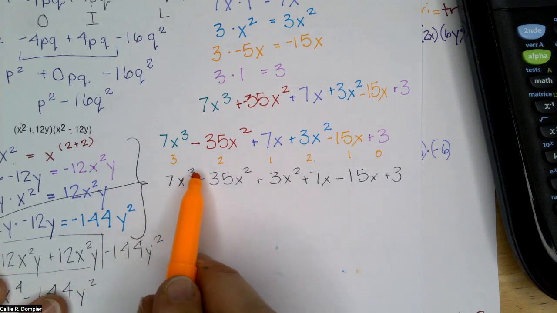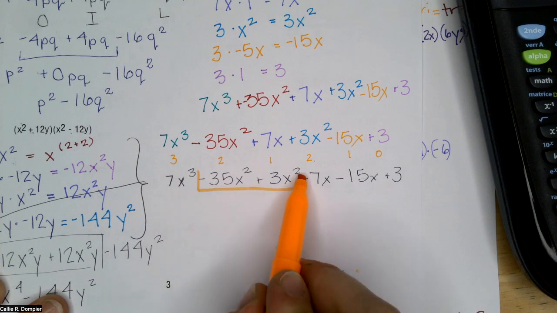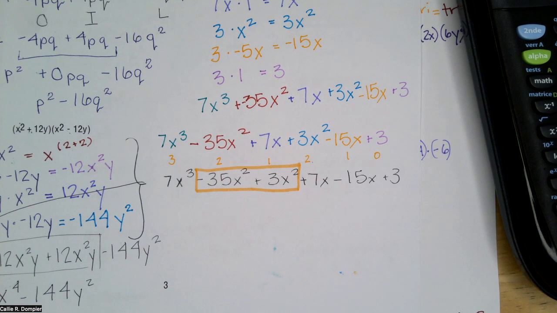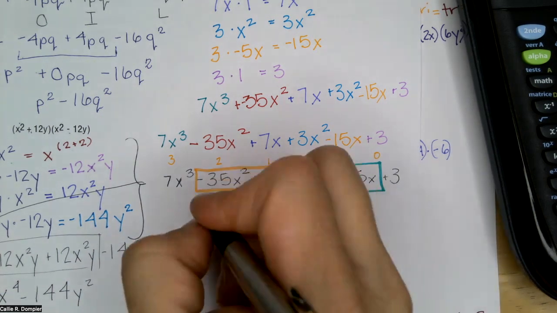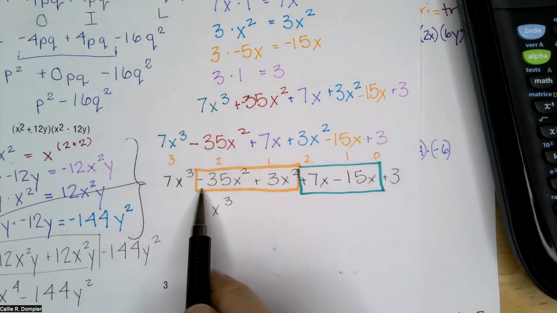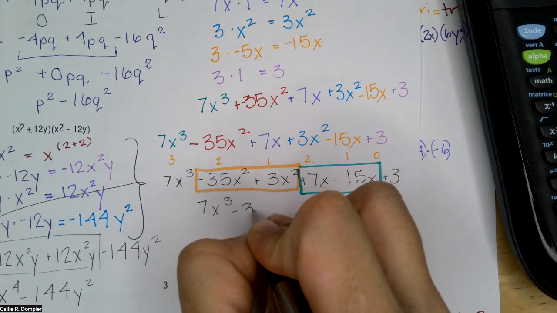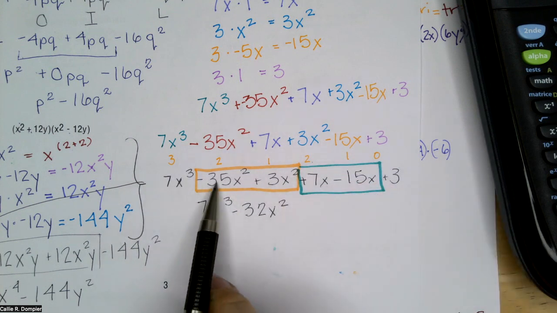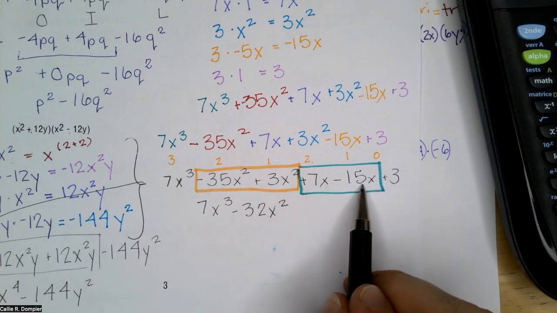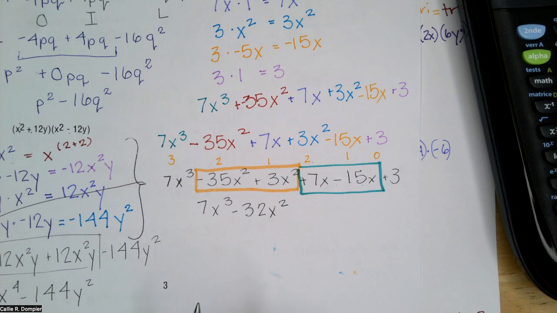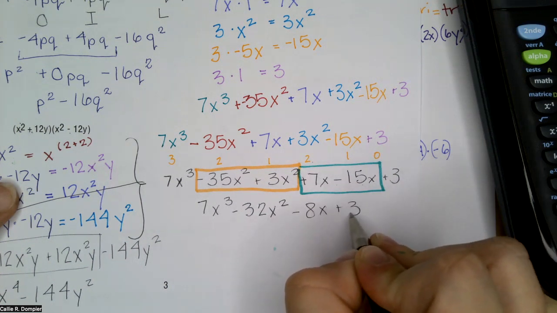Now, how can we combine these like terms? Are there any like terms? 7x to the third. There's no other x to the thirds. Negative 35x squared plus 3x squared, you can combine those. And then plus 7x minus 15x, you can combine those. And what we get is 7x cubed, negative 35 plus 3. You're subtracting, 35 minus 3 is 32, but the 35 is a negative, so the 32 is also going to be a negative because that's bigger than the positive 3. And then 7x minus 15x, 15 minus 7 is 8. So it's minus 8x plus 3.